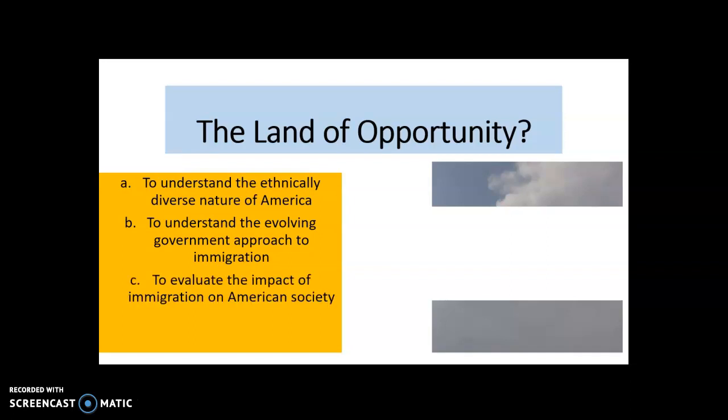The two key questions really where you're going to make a judgment is, what was the impact of immigration on American society? And lastly, to start to think about their experiences. If we're to start to make a summary of this or to make a judgment, actually overall, what was the experience of immigrants in America?